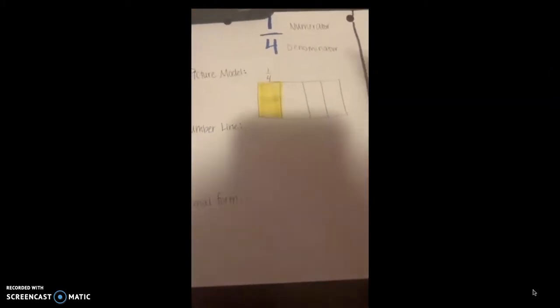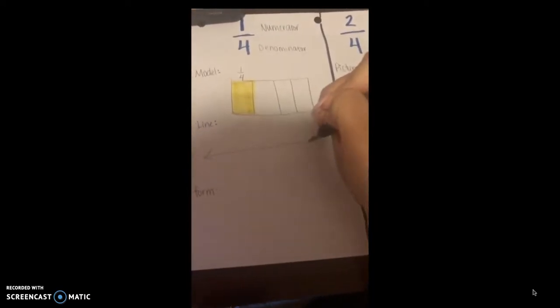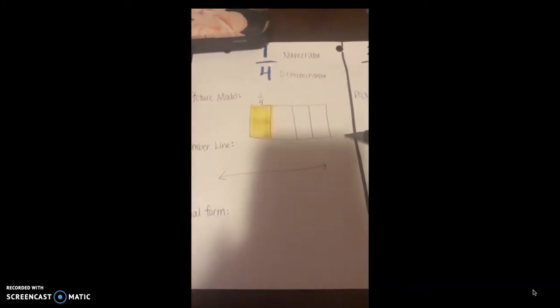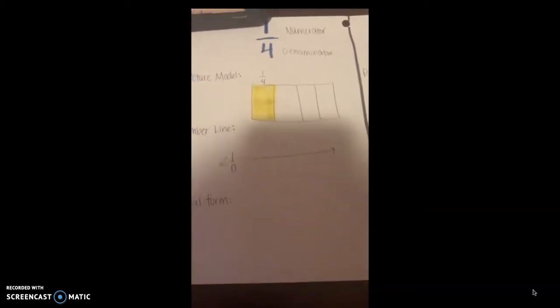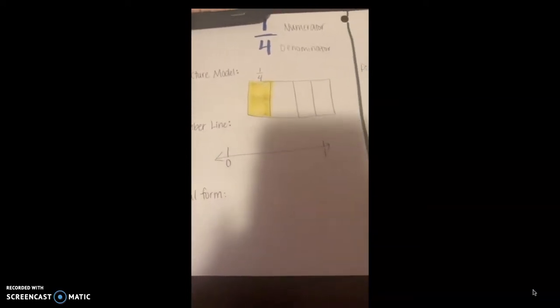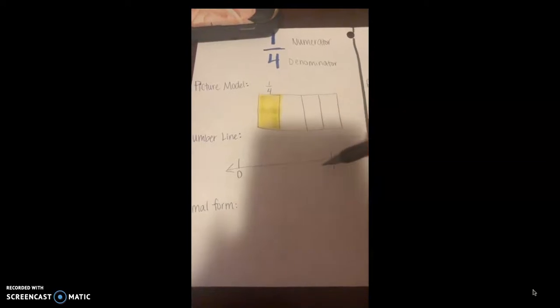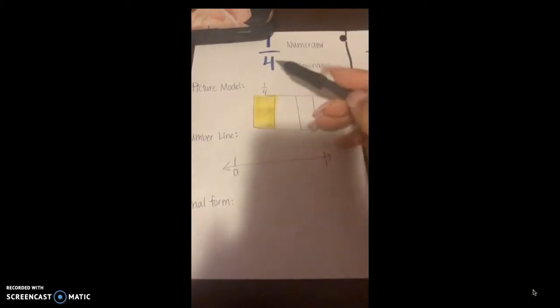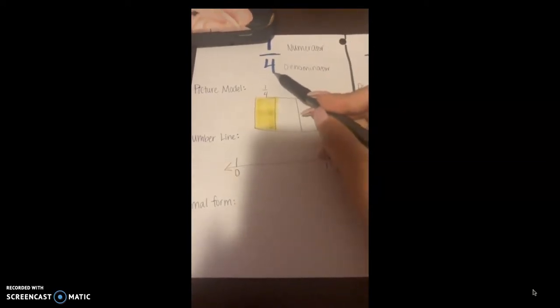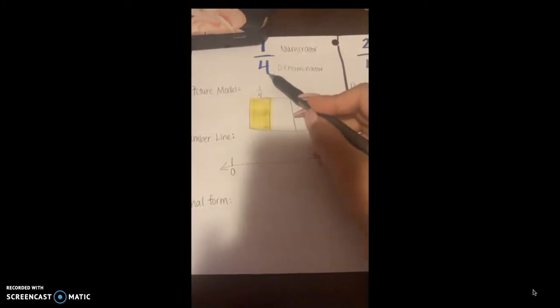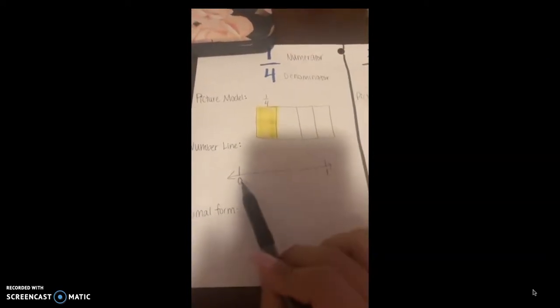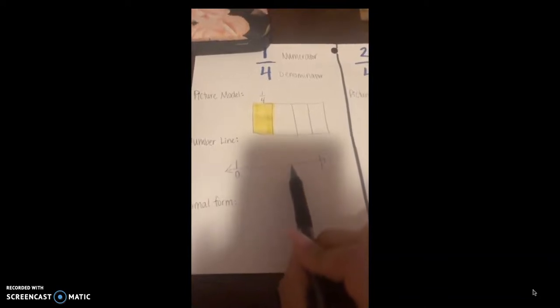Now in a number line, let me do my number line. Okay, so I have my number line. Now I'm going to mark my beginning as 0 and my ending point as 1. So now I have to fill it in between. Now, remember I said that our denominator told us that we have 4 parts? Well, I know that I'm going to have to make 4 jumps in order to get to the 1.